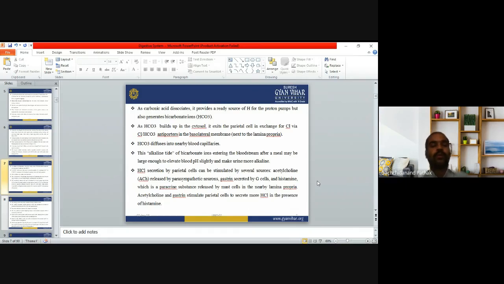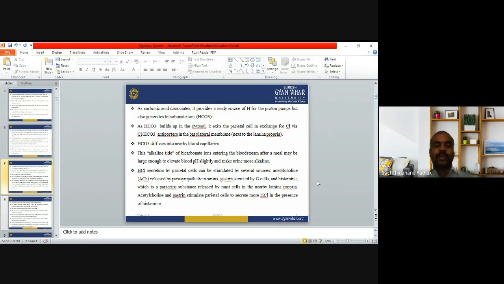So bicarbonate diffuses into the nearby blood capillaries. This alkaline tide of bicarbonate ions entering the bloodstream after a meal may be large enough to elevate the blood pH slightly and make urine more alkaline. So this is the reason that causes the blood pH to be slightly alkaline and the urine to be alkaline too.